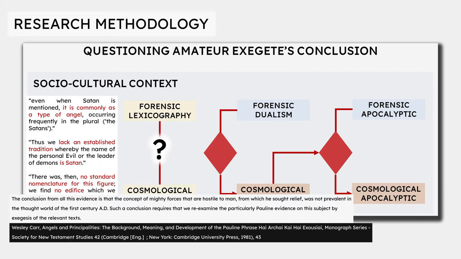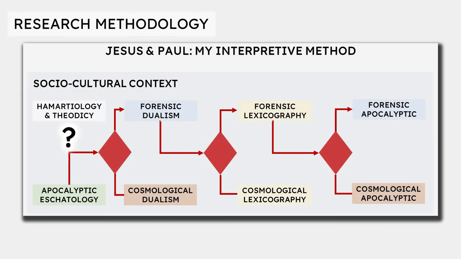So now, we should be able to see that we need to go back one step in the process. How do we determine the meaning of these words? How do we decide if they're forensic lexicography or cosmological lexicography? On screen now is a third flowchart. This one illustrates my own research methodology, and you'll see how it's different to Ben's in a significant way. Let's start at the far right-hand side, as we did before. Unlike Ben, I conclude that Jesus and Paul held a forensic apocalyptic worldview.